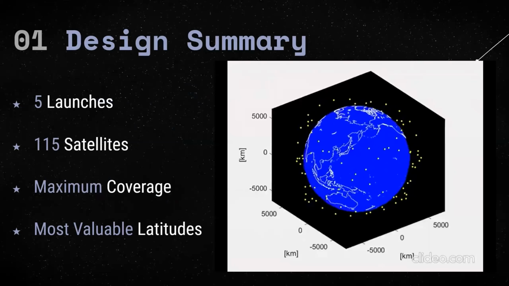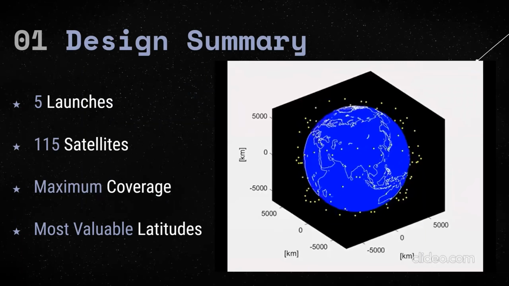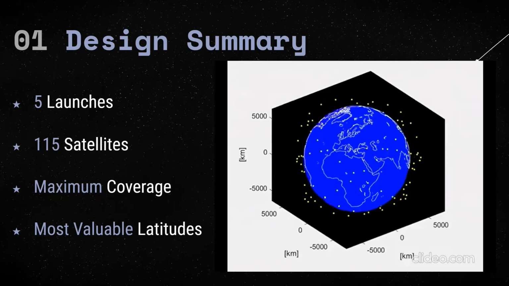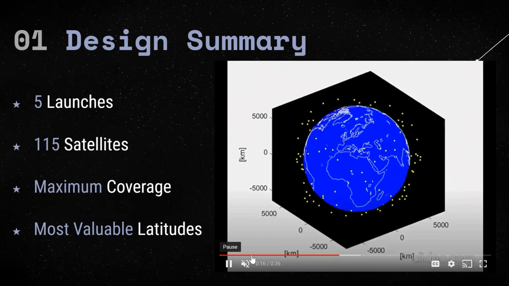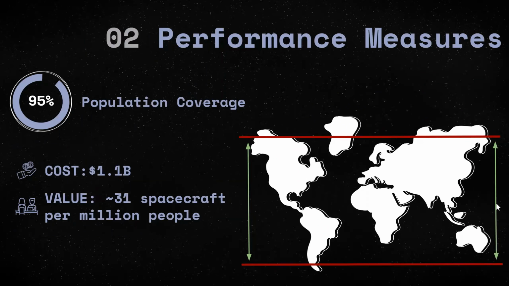So for our satellite constellation, as seen on the right-hand side, we had 5 launches across 5 orbit planes, a total of 115 satellites. This was for maximum coverage and the most valuable latitudes were determined. For our performance measures, we had approximately 95% population coverage, and the total constellation cost about $1.1 billion and had a value of 31 spacecraft per million people on the right-hand side. You can see between the 2 red lines the total coverage across the world that we have.